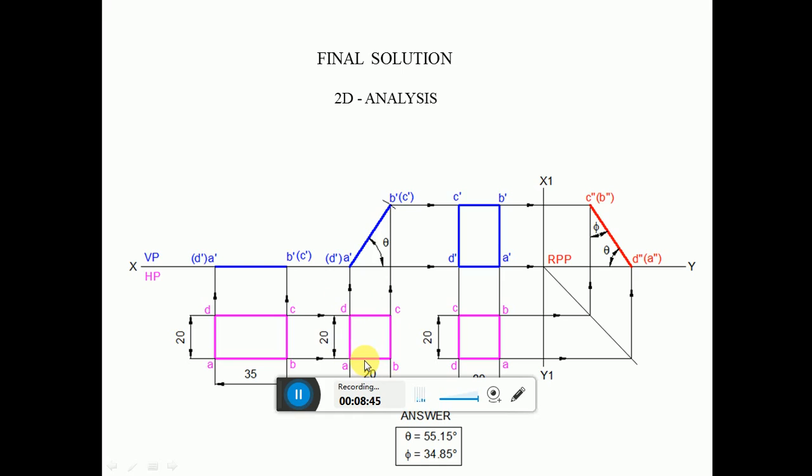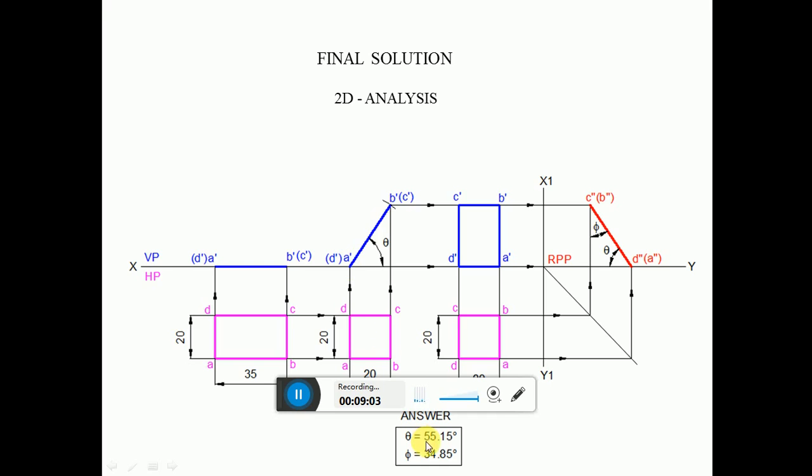And it is a rectangular lamina of 20 by 35. It is resting on one of the shorter edges. So which is the shorter edge? AD, which is 20. When you compare 20 and 35, 20 is the shorter edge. So 20 is going to be this point. So this is how I can analyze that my problem is right.